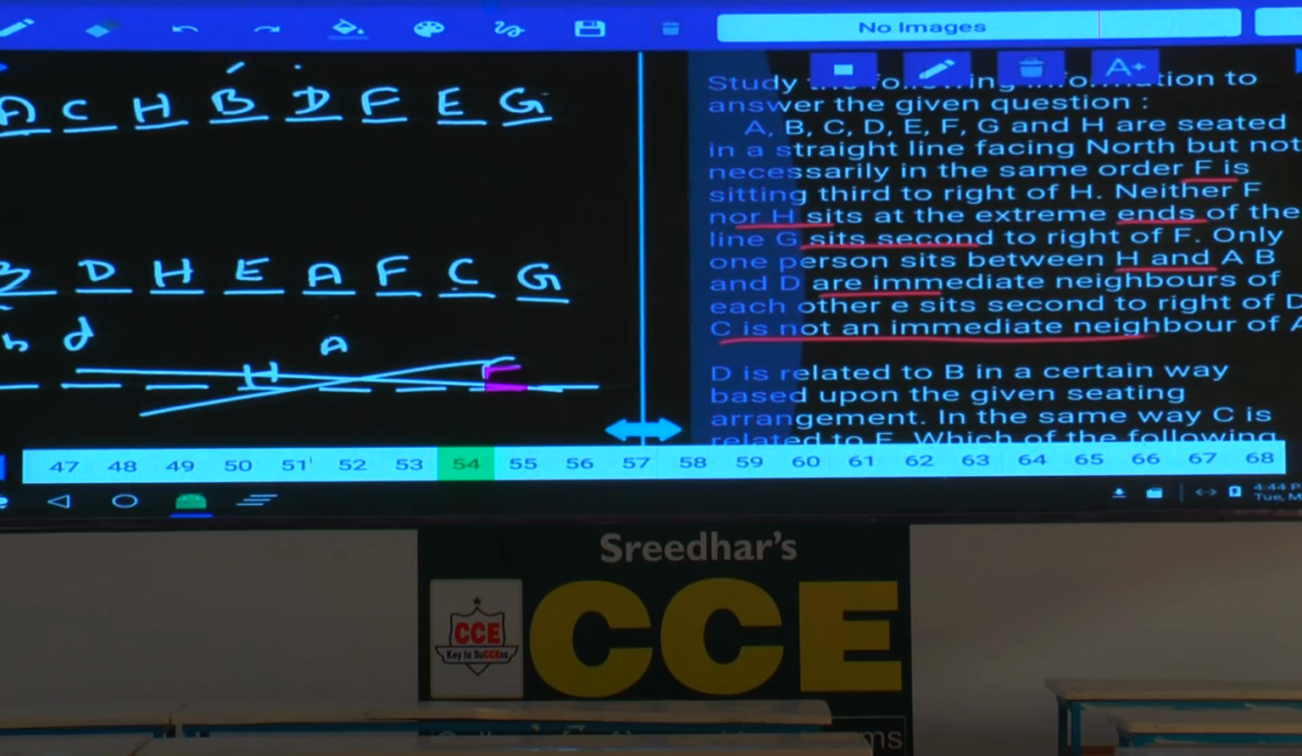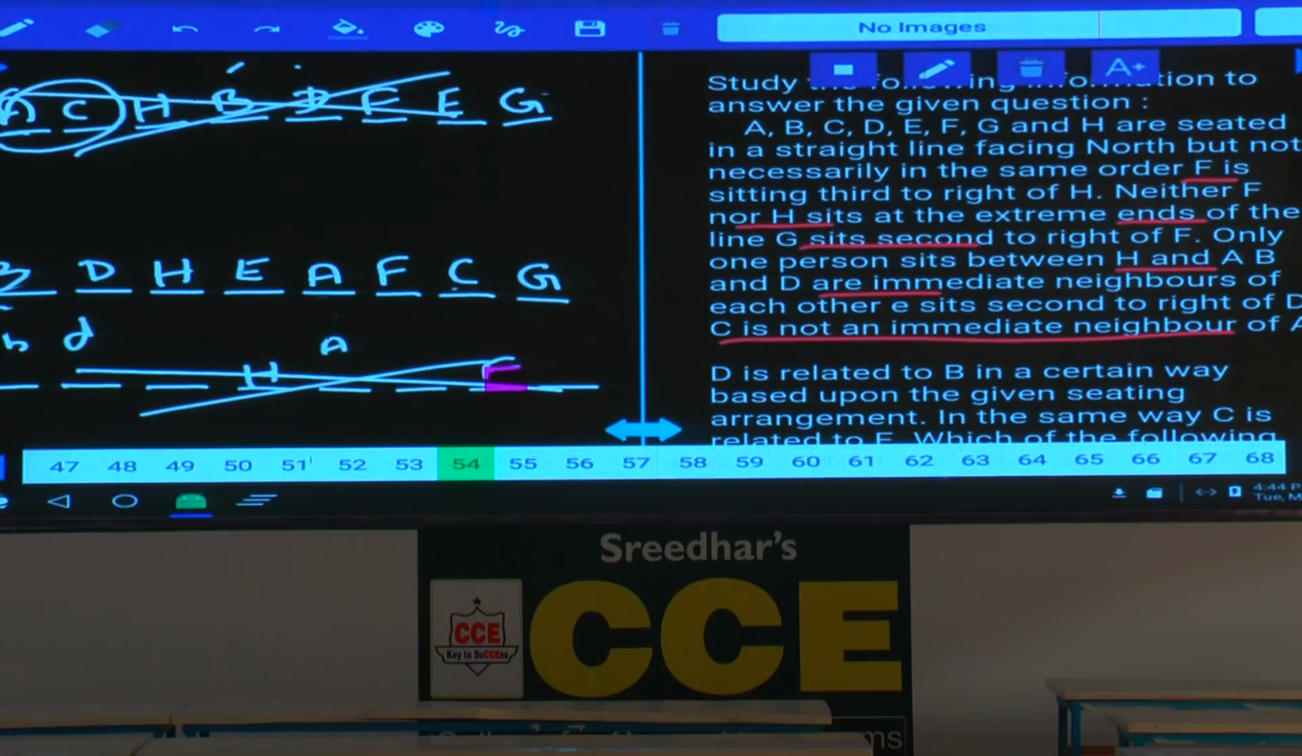Out of which C is not an immediate neighbor of A. But in the first case, C and A are immediate neighbors to each other. As these two persons are immediate neighbors, this case is completely ruled out. Now we are left with only one case. Done with this? Now this is about question numbers 54 to 56.